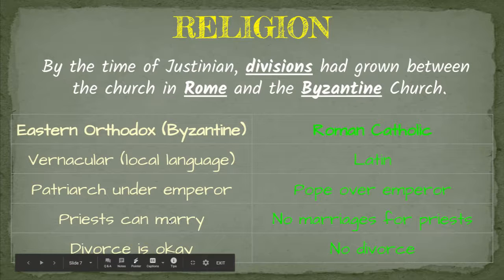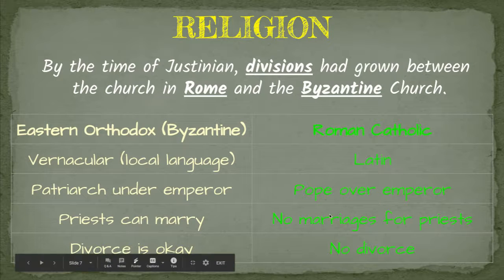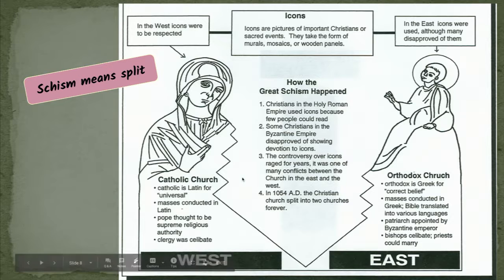In the Byzantine Empire, priests could marry, and divorce, although not heavily supported, was okay. And in Western Europe, there was no marriage for priests and no divorce. All right. So it's known as the Great Schism. And here's another representation of what happened. But basically, the East is what we refer to as the Byzantine Empire. They became known as the Orthodox Church.